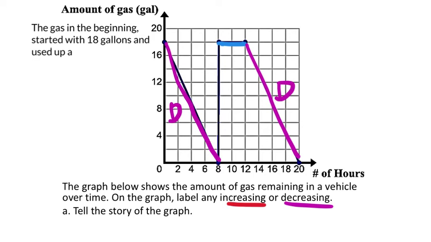So we got to start with 18 gallons, and used up all the gas. And it looks like it took 8 hours, right there at the bottom on the x-axis. In 8 hours, right? Because that's when they have 0 gallons. So they're going to use up all the 18 gallons in 8 hours.